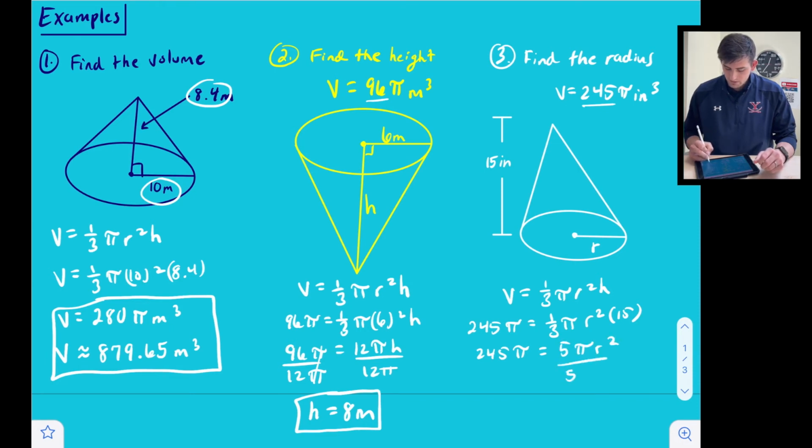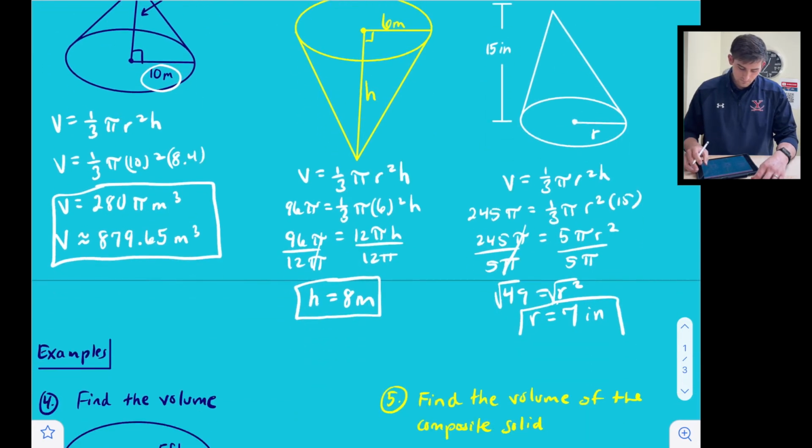We're going to divide both sides by 5 pi here. Once again, those pi's cancel, and 245 divided by 5 gives us 49. So we have 49 is equal to r squared, and we can now take the square root of both sides to figure out what r would be. We get a radius of 7 inches because the square root of 49 is 7.